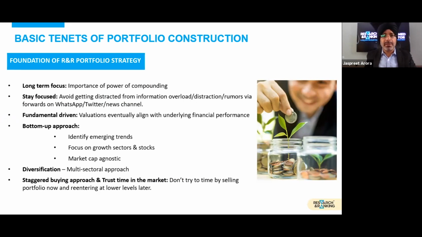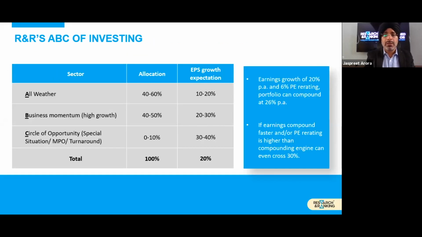If you watch a normal TV channel, obviously you'll start sweating, that there are so many cases here, so many cases. Just try and stay focused, right? Bottom up approach. If one is more comfortable, in fact, at this stage we would advocate staggered buying, right? And trying to not time the market, but just allow it to grow over a period of time.